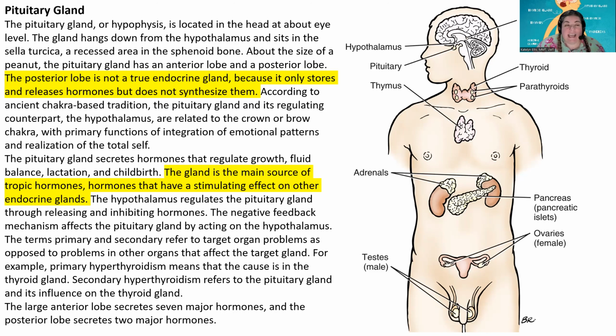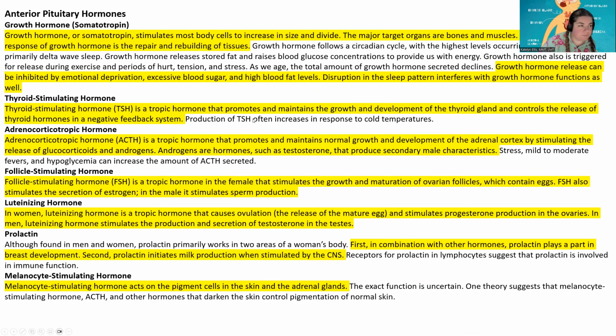The pituitary gland has an anterior lobe and a posterior lobe. The posterior lobe is not a true endocrine gland because it only stores and releases hormones, but it doesn't synthesize them. It doesn't actually make them. Only the anterior lobe does. The pituitary gland is the main source of tropic hormones. Again, those are hormones that have a stimulating effect on other endocrine glands. We're like, hey, you have to go get working. It secretes 7 major hormones on its own, though. The posterior lobe doesn't make any, but it does secrete 2 major hormones, and we'll talk about those.